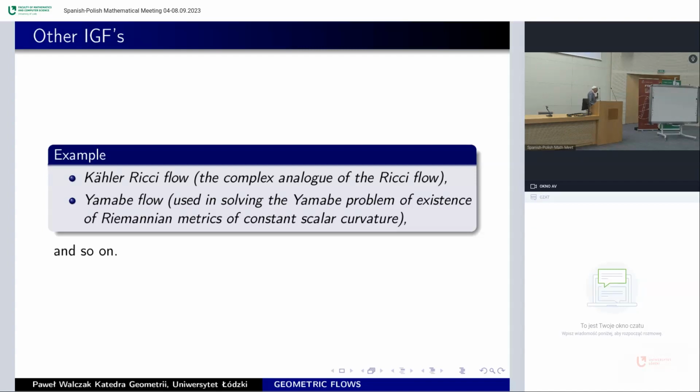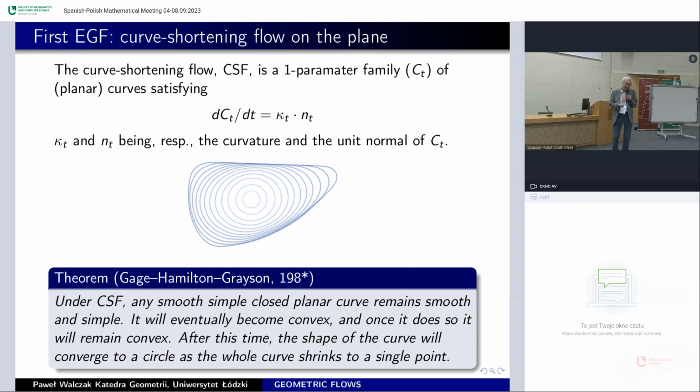I would like to switch to extrinsic geometry. So the motivation for what I will speak about later is the following result, approximately 40 years old, which is a kind of very simple but not trivial, of course, observation that if you consider the equation like that, you consider a one parameter family of planar curves.